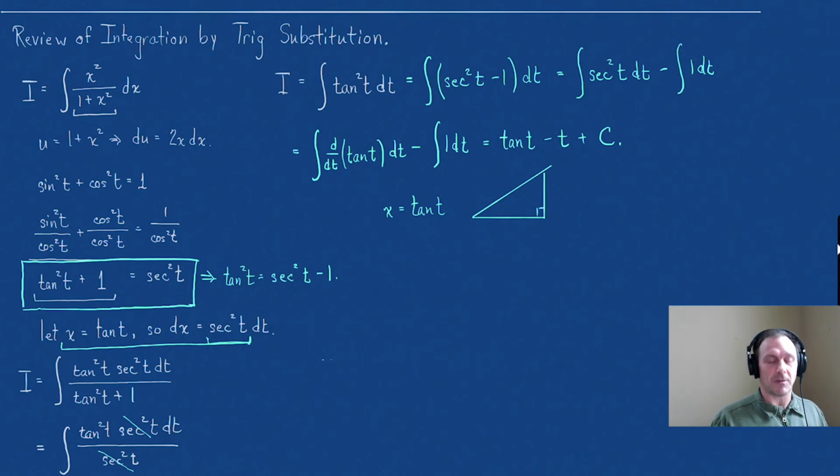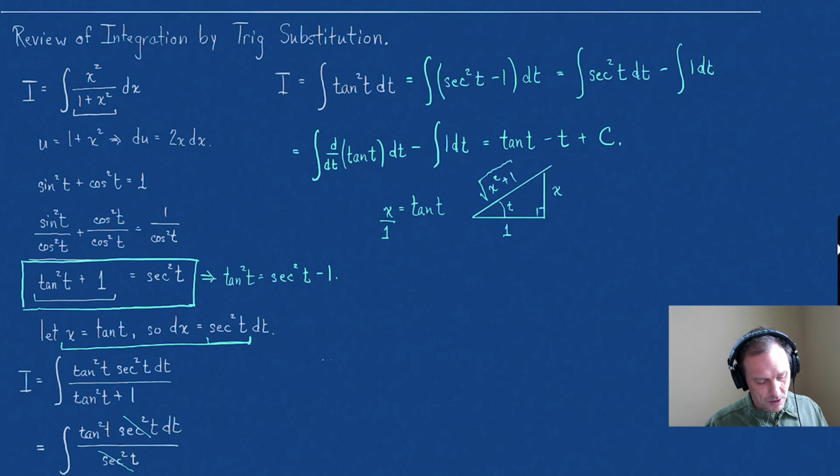So let's just apply right triangle trig. Here's my angle of t. And the tangent, remember, is the opposite over the adjacent. So you think of this as x over 1. It means my opposite is x. My adjacent is 1. And I can find my hypotenuse. Well, that's going to be the square root of the sum of the squares of the sides, x squared plus 1 squared, which is just 1. Now I can finish this problem.